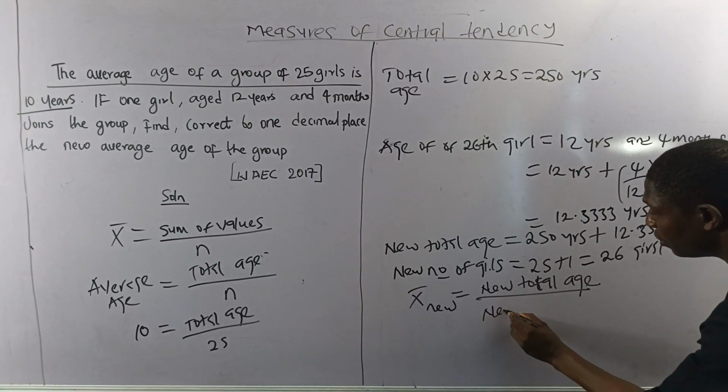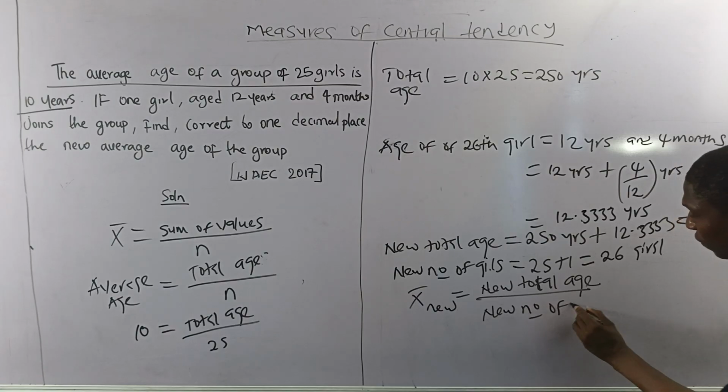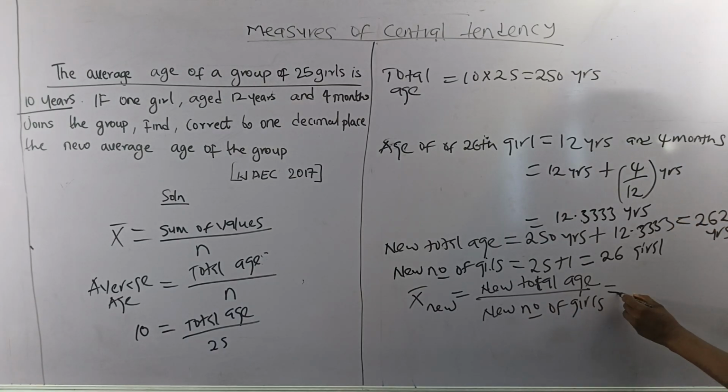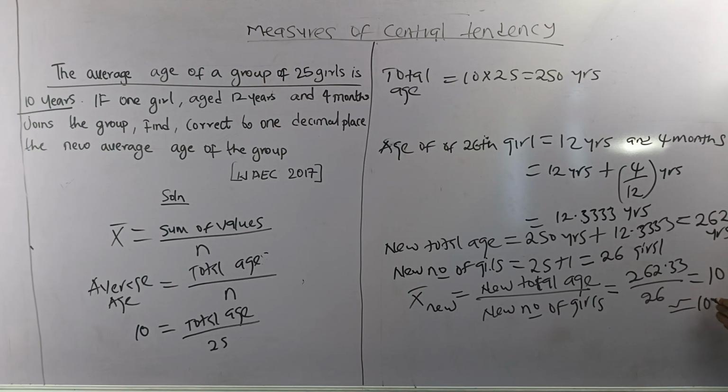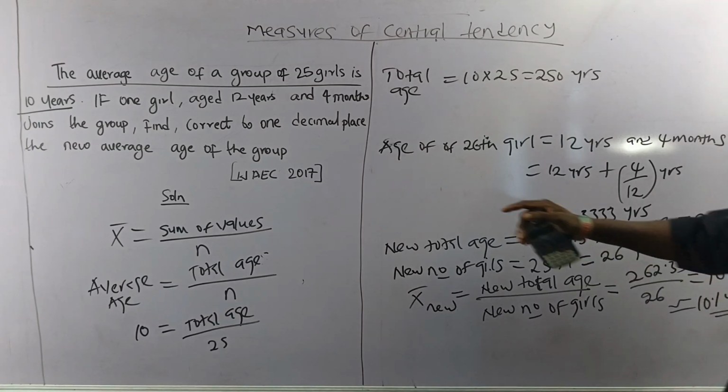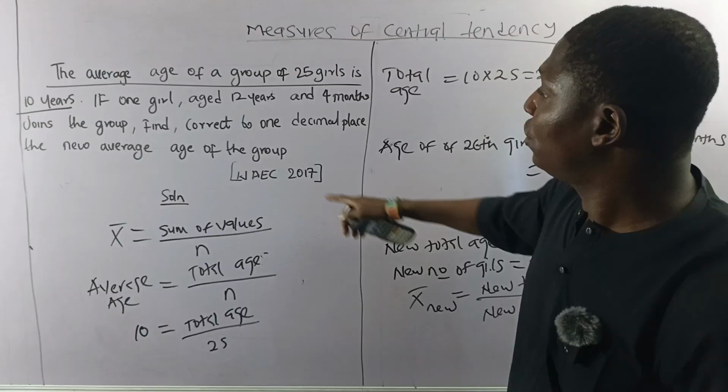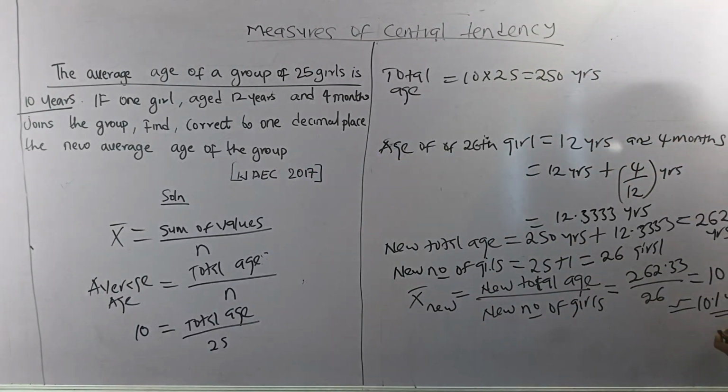Now my new average, which is x bar subscript new, will be equal to the new total age divided by the new number of girls, which is equal to 262.33 all over 26, and that will give us 10.0897, which is approximately equal to 10.1 years to 1 decimal place. So this is our answer, 10.1 years.